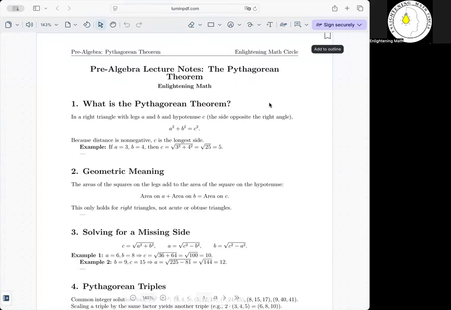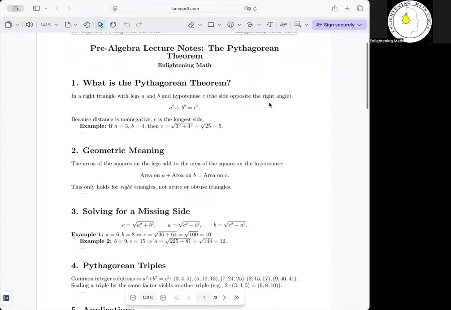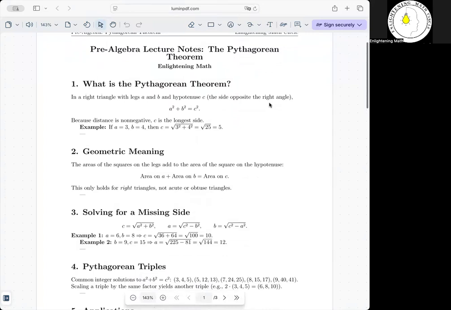Welcome to this session of Enlightening Math, and today we'll be covering pre-algebra, the Pythagorean theorem. Let's dive right in. So, first off, what is the Pythagorean theorem?